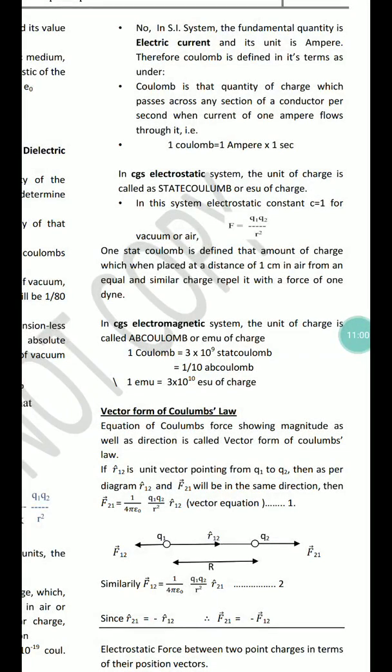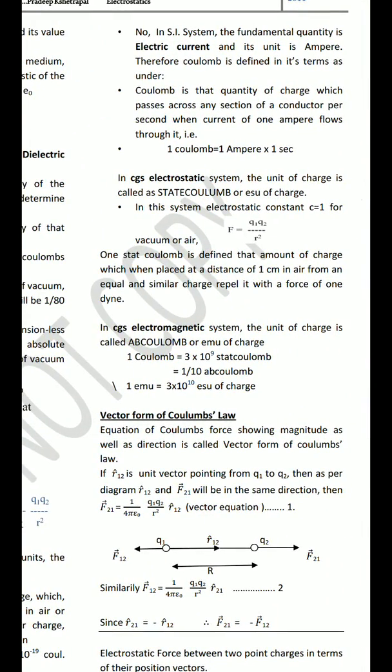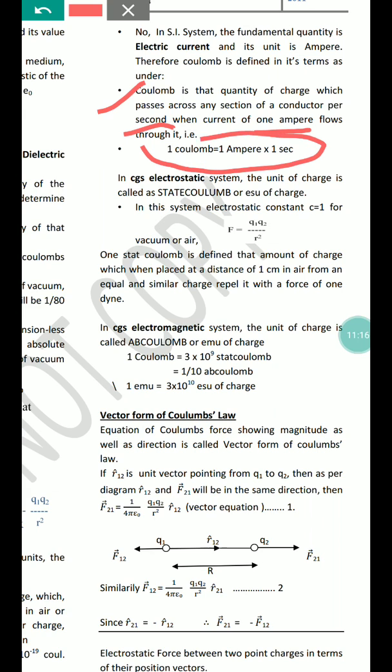And the SI unit of charge is the coulomb. Coulomb is that quantity of charge which passes across any section of a conductor per second when a current of 1 ampere flows through it. So 1 coulomb is equal to 1 ampere into 1 second.